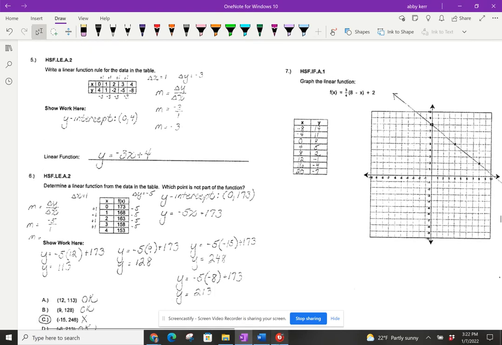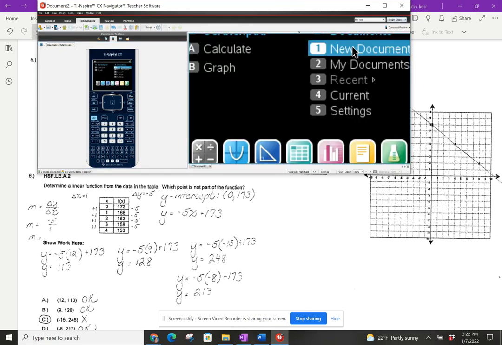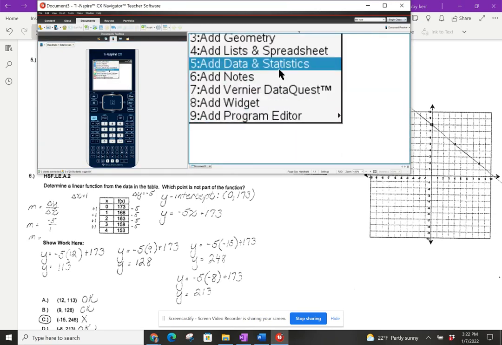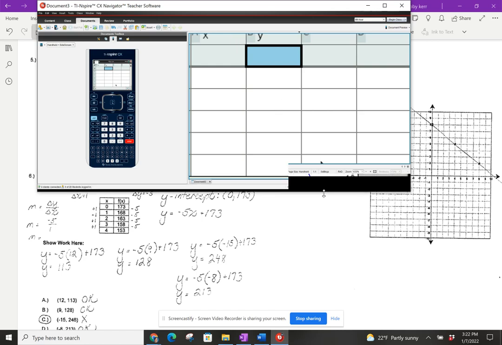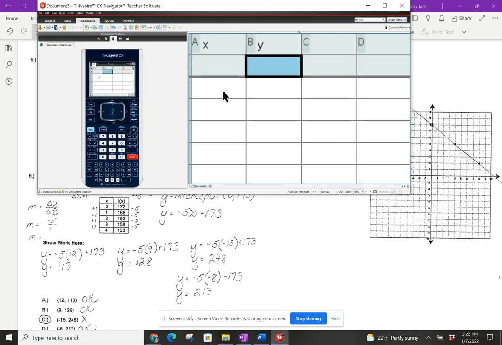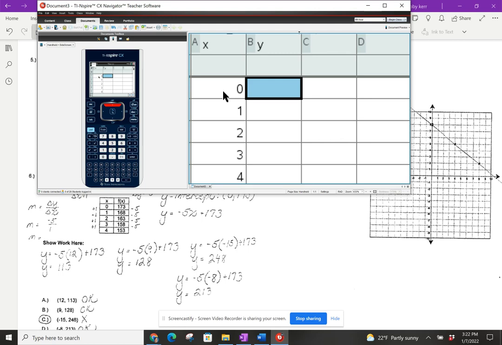For number 5 and 6, you can show work like the answer key, but I do recommend using the calculator. Going to number 4, list in spreadsheets. Make sure that you label X and Y. And I'll just do number 6 as an example since that's what's showing on my screen. So you just enter the values.